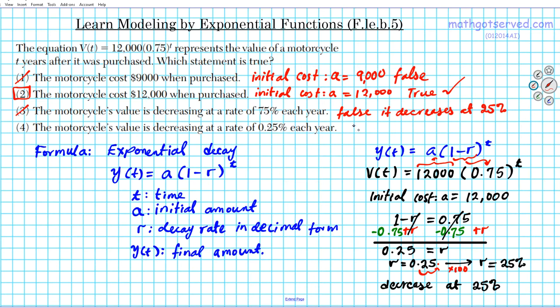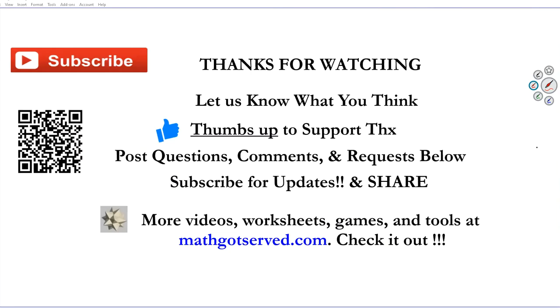Is that correct? This is also false. The decrease rate in decimal form is 0.25, but in percentage format, you multiply 0.25 by 100 and get 25%. So it's false because, like option 3, it decreases not at 0.25 but at 25%. So option 4 is wrong. The only correct statement here is option 2, which is that the initial value of the motorcycle was 12,000, the value of A.